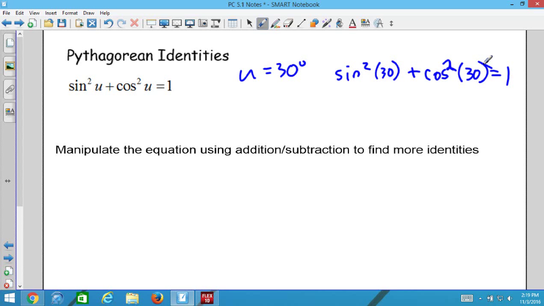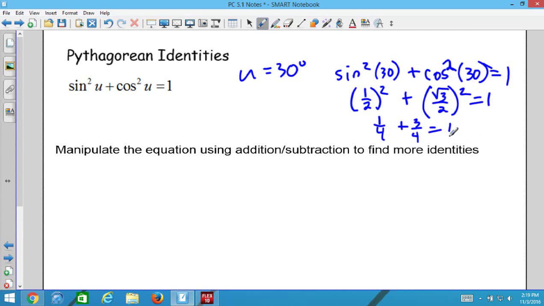What is sine of 30 degrees? 1/2. So this would be like 1/2 squared. And then what's a cosine of 30? Yeah. So if I square that, that would give me a 4th plus, and that would give me 3/4. You see how they're equal? So this Pythagorean identity exists. This is the first of the 9 Pythagorean identities, this one right here.